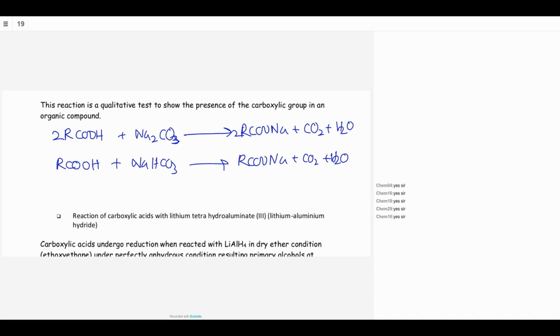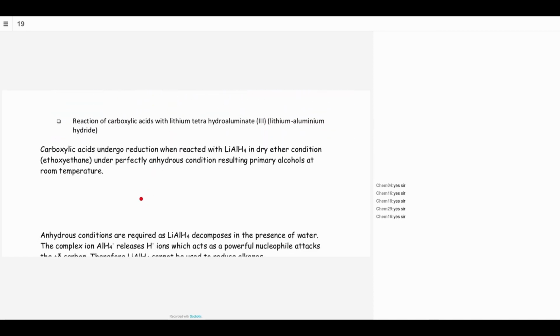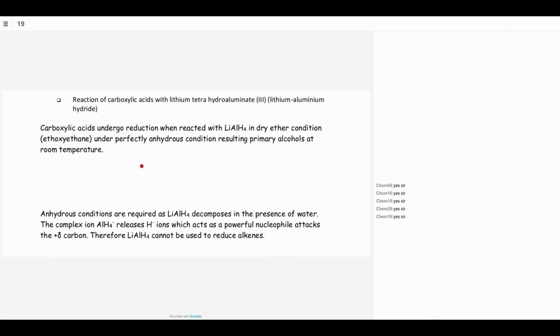It can be reduced to give the primary alcohol. Reduction of carboxylic acids can be done by strong reducing agents such as lithium aluminium hydride in dry ether conditions, because, as we discussed in the last lesson, lithium aluminium hydride is highly sensitive to water. Water destroys lithium aluminium hydride, so whenever you use it you have to use extremely anhydrous conditions.